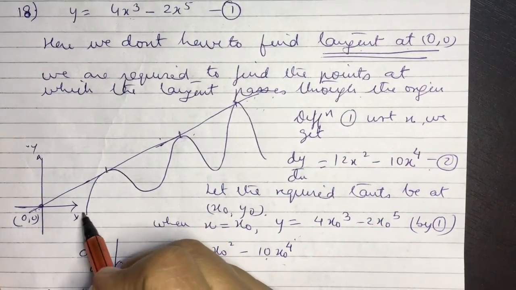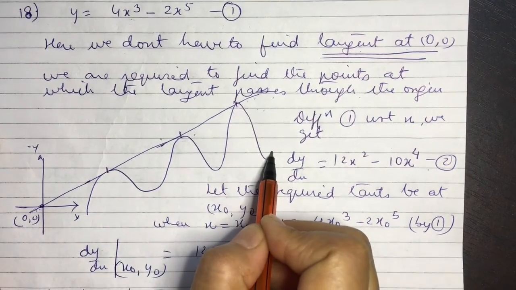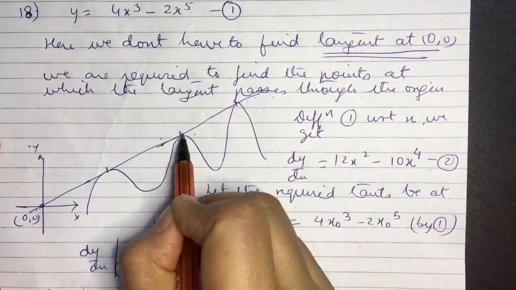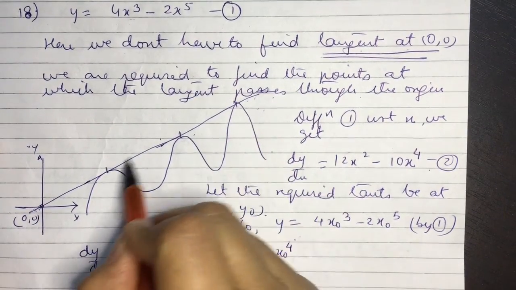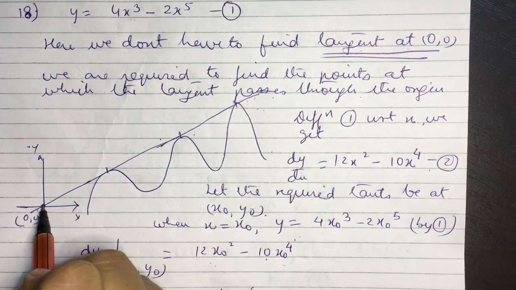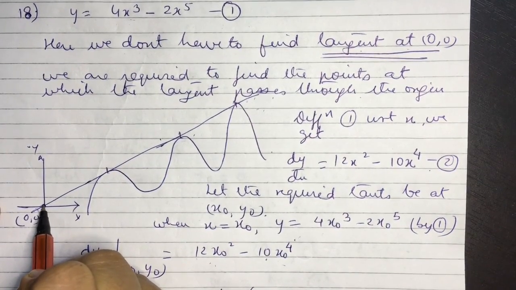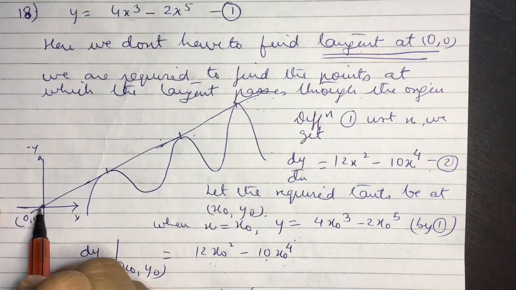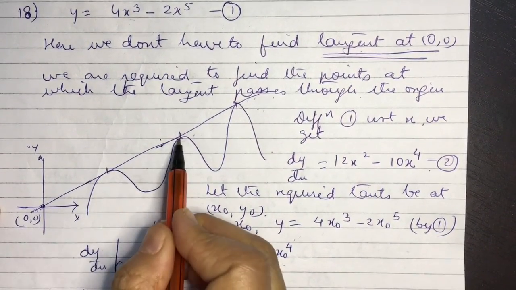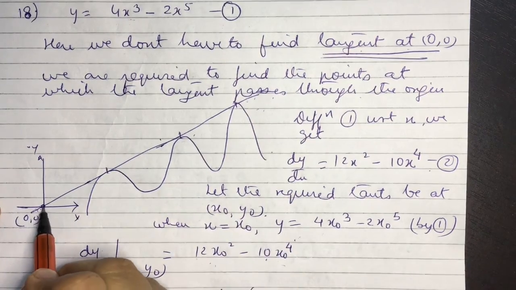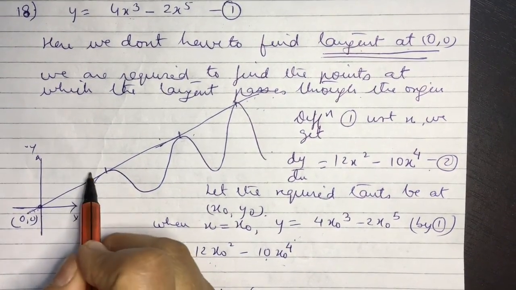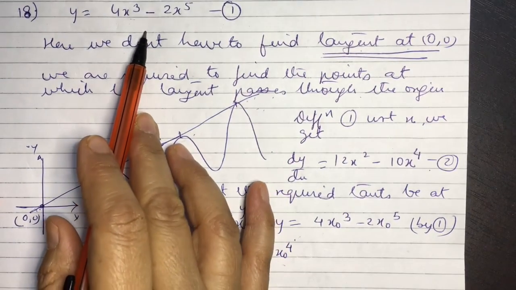Like it's the case if the curve is like this. Suppose there is a tangent which is common to two or more points, something like this. Then this tangent will pass through the origin. So we have to find all these points at which the tangent or the common tangent passes through the origin. The procedure is exactly the same as what we have been doing so far.